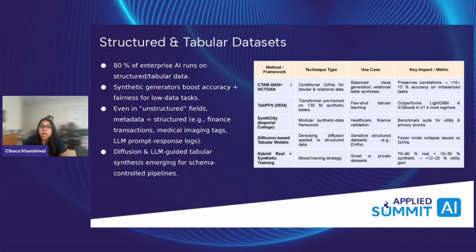Even the unstructured domains, such as finance, threat detection, and video and imaging data, still rely on structured metadata like timestamps, embeddings, and sensor tags. When we enrich this layer, everything built on top of it, whether vision, text, or prediction, will become stronger. LLM prompts, diffusion models, and LLM guided tabular synthesis emerge from these schema controlled pipelines.